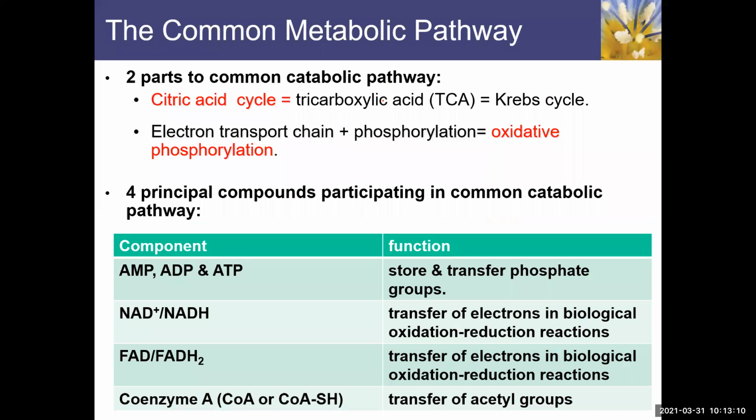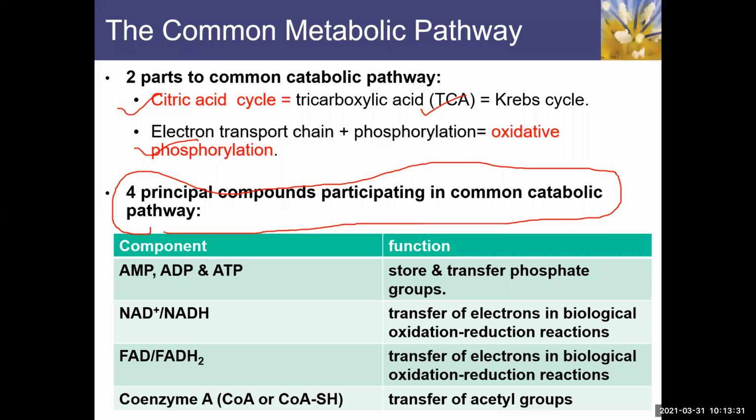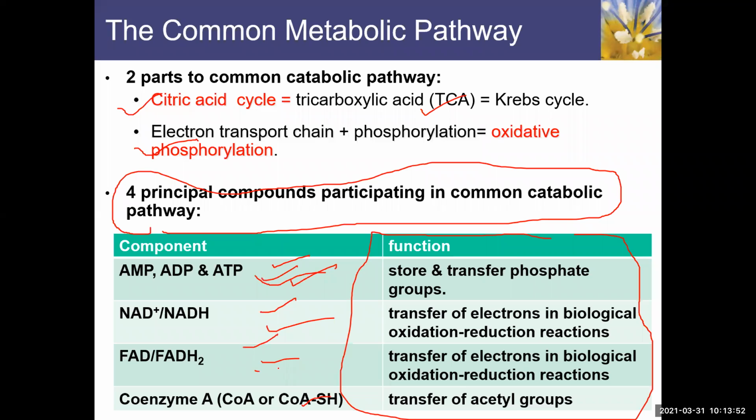As I said, the whole chapter is about two things: the citric acid cycle, also called the Krebs cycle or the tricarboxylic acid cycle, and the second part, oxidative phosphorylation. What are the important compounds which participate in these two pathways? We're going to talk about ATP, ADP, AMP, NAD positive, FADH2, and coenzyme here. You can read the function from this table, which is important. I'm going to explain all of them in detail as we move on.